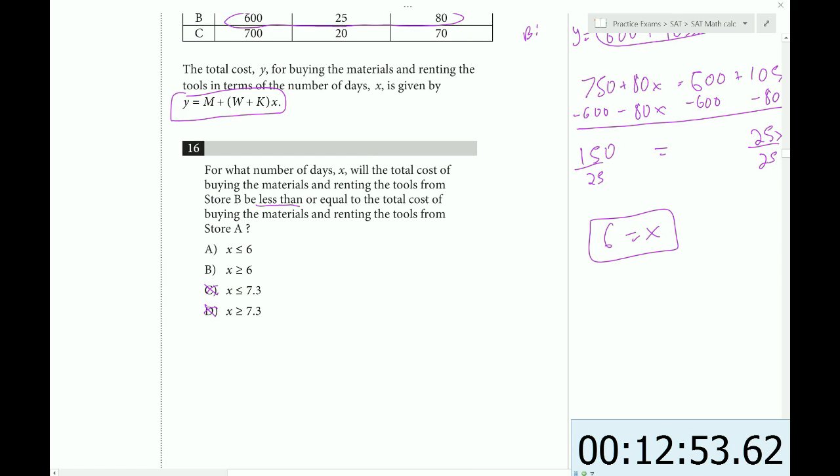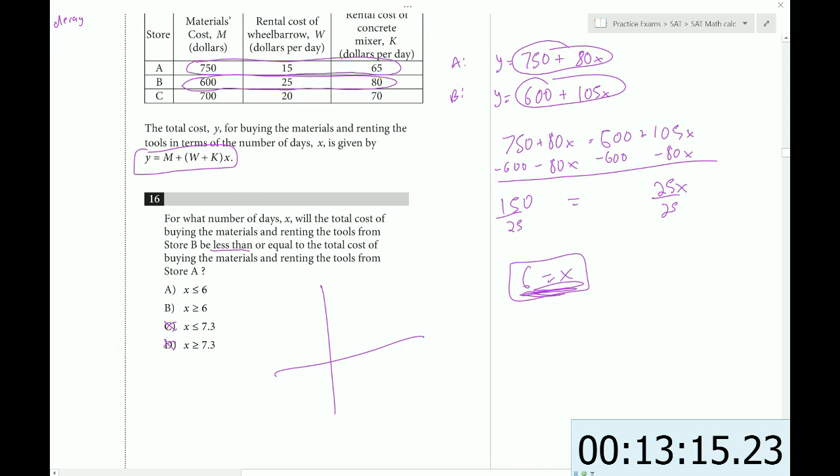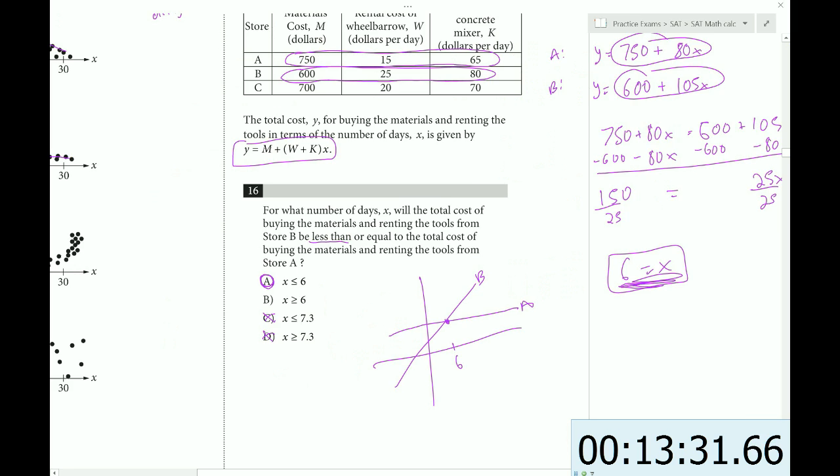We want the cost of store B to be less than or equal to the cost of store A. So which one starts out larger? I think B starts out smaller, right? We want B to be less. So anything before x equals 6 is also going to have B being less because it starts out lower. Eventually it overtakes it. So B might look like this, whereas A might look like that. So eventually at x equals 6 is when B begins to overtake A. All right? So anything less than 6 is where B is going to be less than or equal to A.